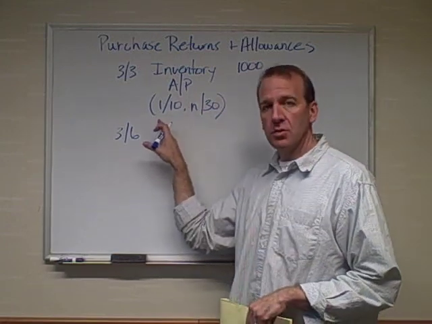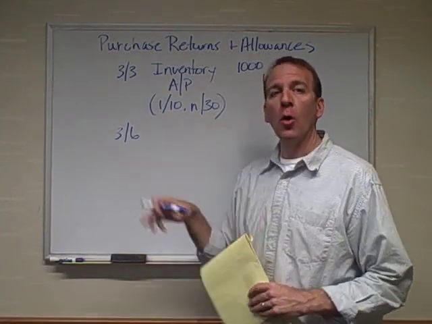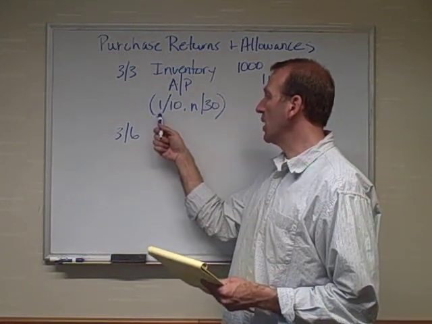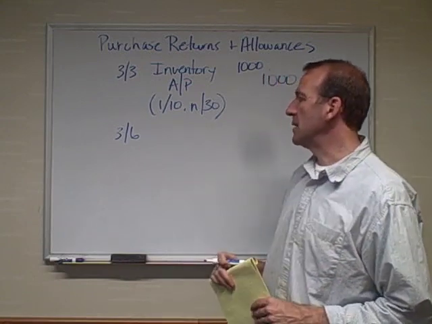The terms associated with this purchase are 1/10, net 30. This is what we've negotiated, or these are the standard terms with this company that we're doing business with. And so we'll get a 1% discount if we pay within 10 days. The net amount is due in 30 days.